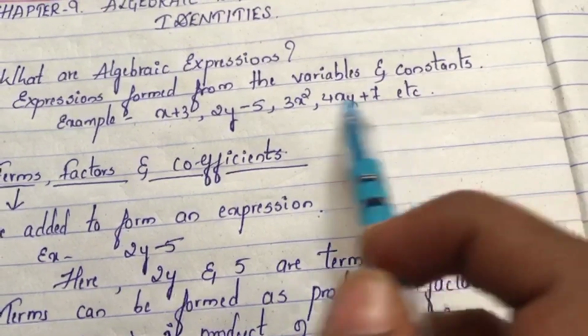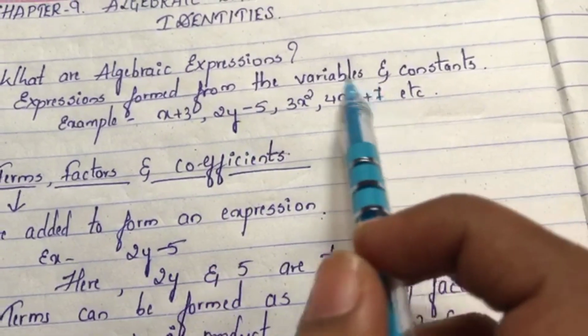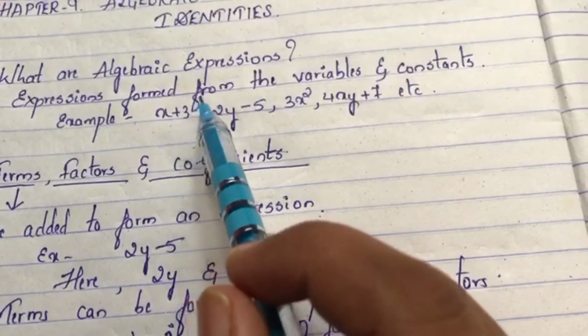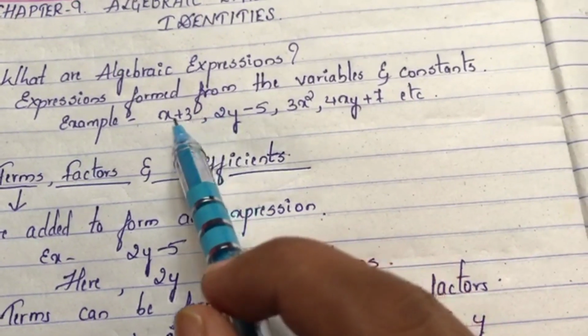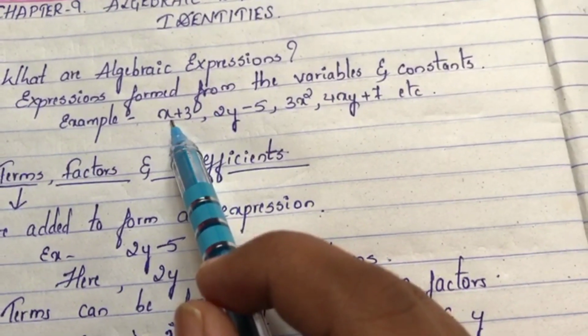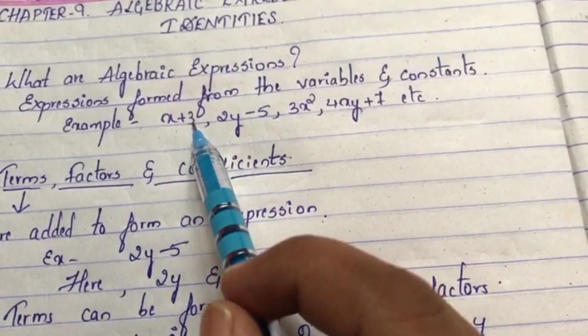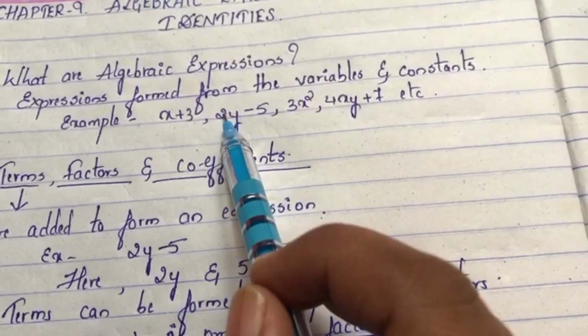4xy plus 7, etc. These are known as algebraic expressions, as these are formed by variables and constants.